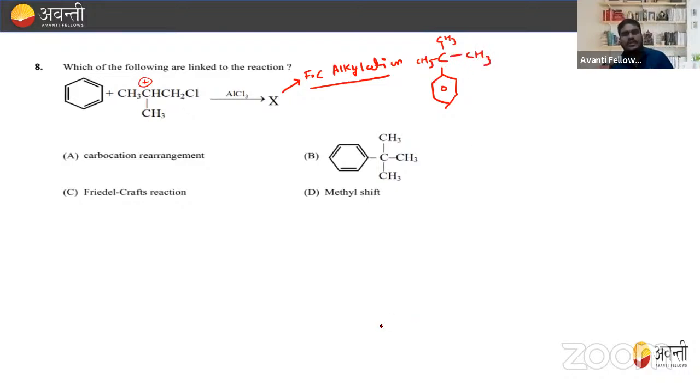CH3. So this formation will take place. So this one is absolutely correct, right? Next, this reaction is also known as the Friedel-Crafts reaction. This is also absolutely correct. So B and C are correct.